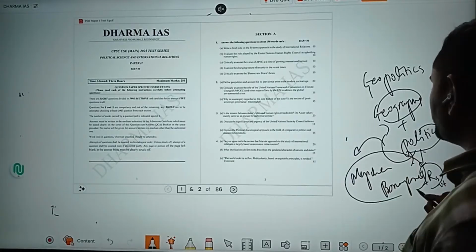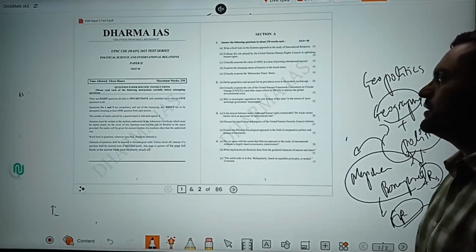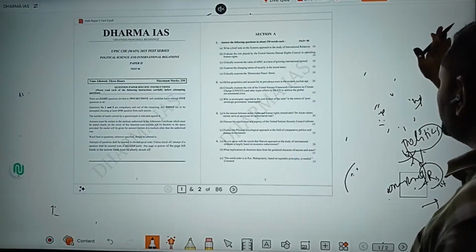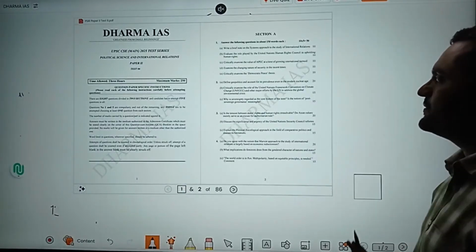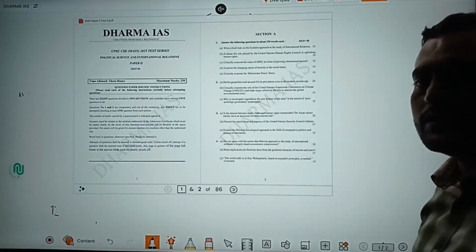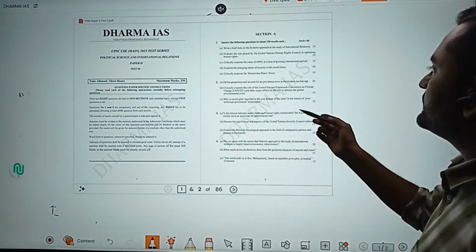Geography is the most important determinant of foreign policy for any country, its size and location. That is geopolitics. And historically, geopolitics has played an important role in wars, World War First, Second, and all that. Geoeconomics along with geopolitics.